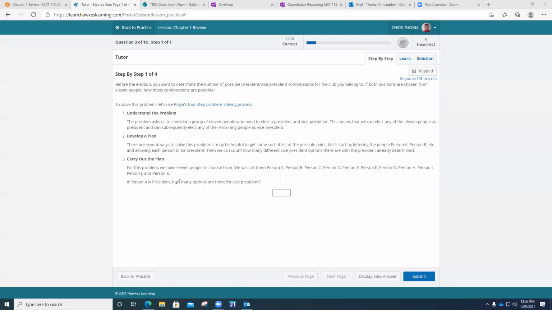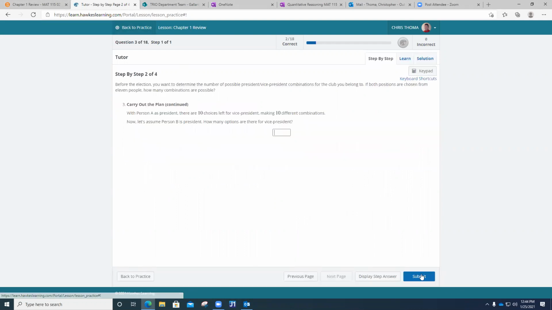If person A is president, how many options are there for vice president? So remember, there's 11 people. I picked one. That means there are 10 possible people left I can pick for vice president. Carry out the plan. With person A as president, there are 10 choices left for vice president, making 10 different combinations.